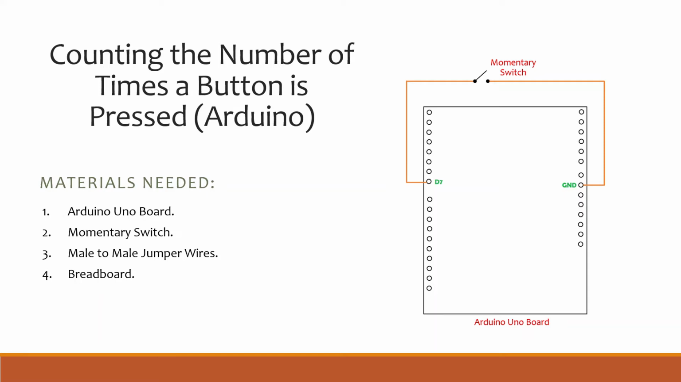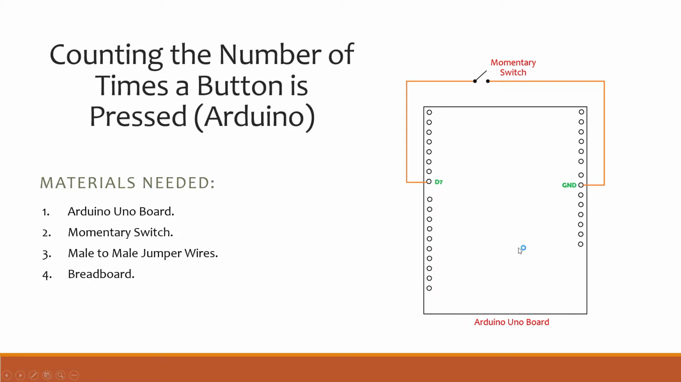Hey everyone! Today I'm going to explain and demonstrate how to count the number of times a button gets pressed using an Arduino UNO board. This is a basic Arduino experience, and as you see, we only need a few things to do it. You will need an Arduino UNO board, a momentary switch, two male-to-male jumper wires, and a breadboard.